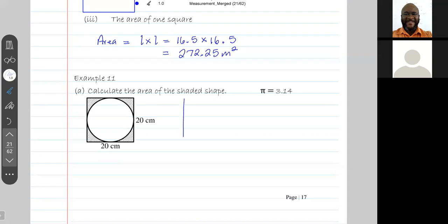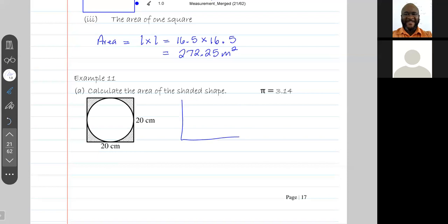Now, whenever you have a situation like this where a part of a shape is cut out, what you would do is find the area of the outer shape, find the area of the inner shape, and then subtract the area of the inner shape from the area of the outer shape. That's the idea behind it.